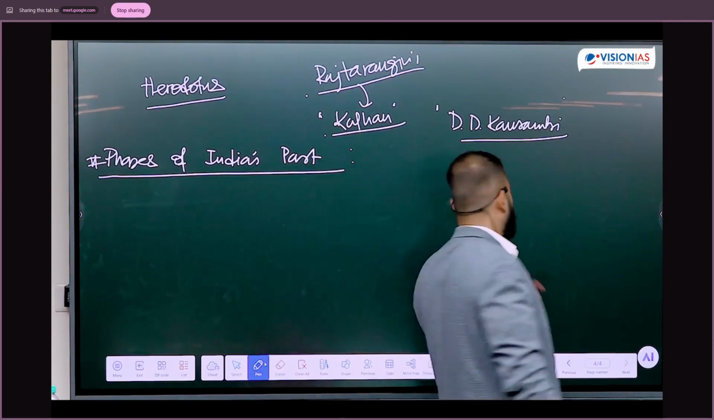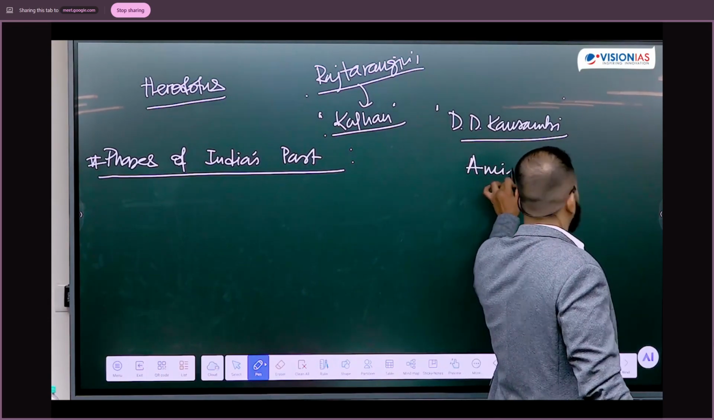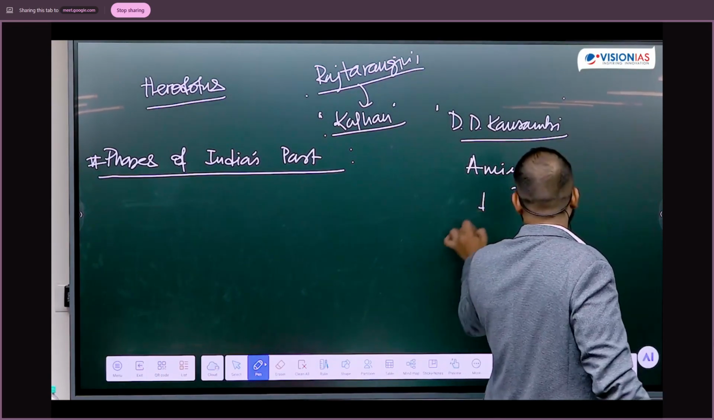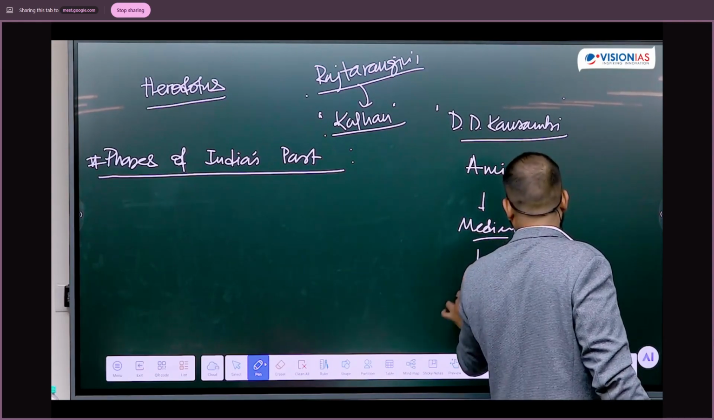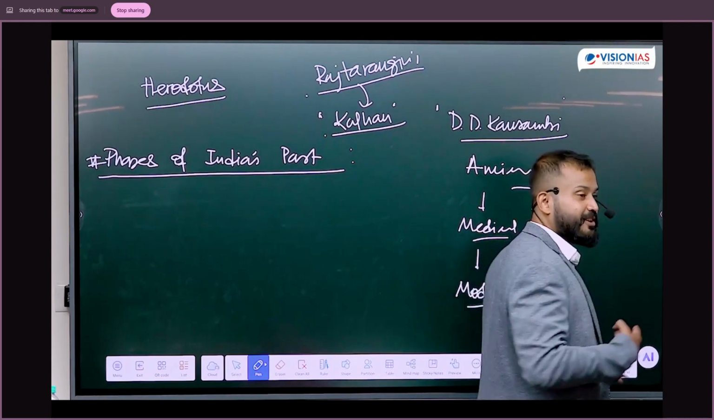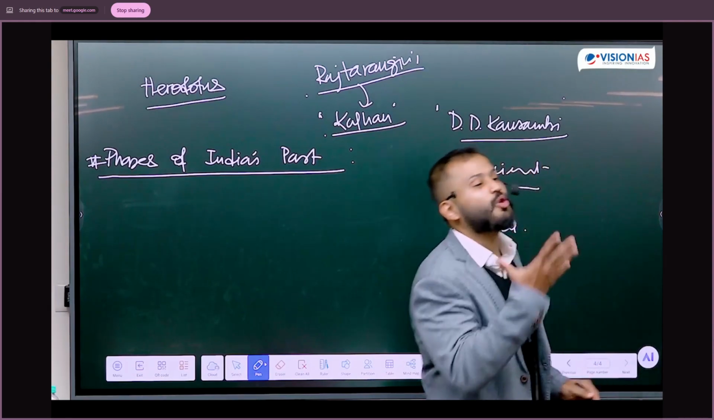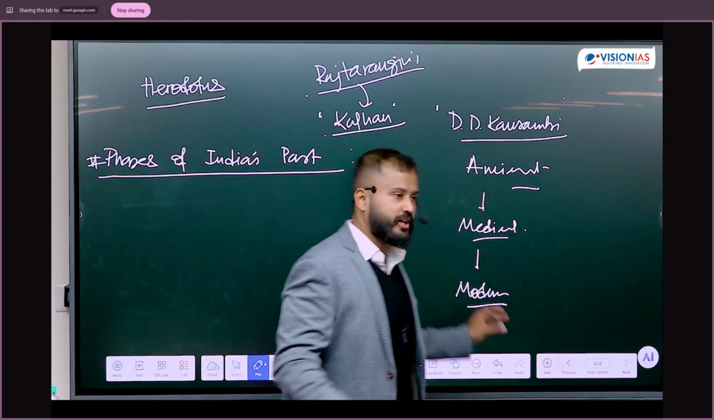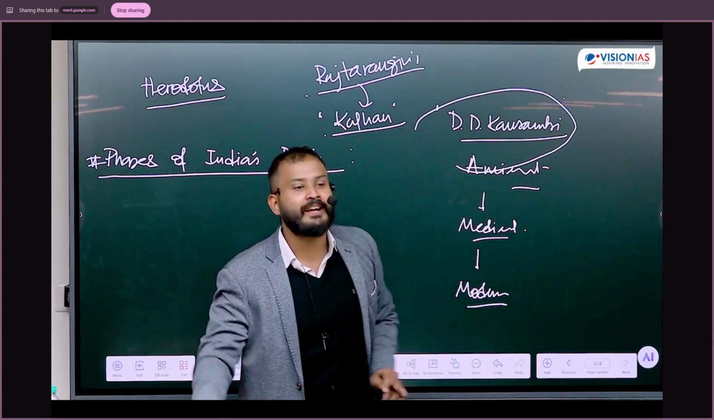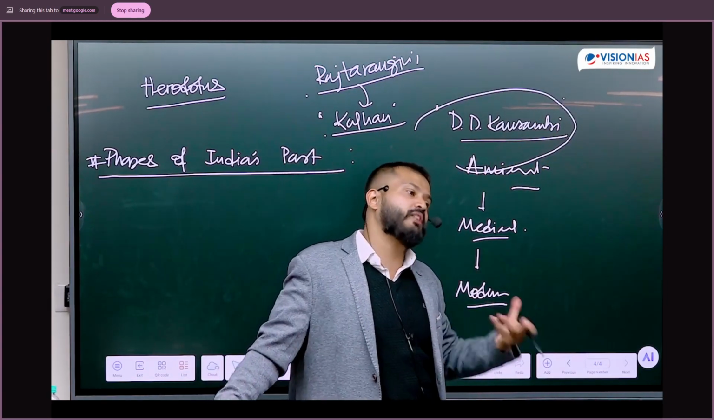What are the three phases? Number one, ancient instead of Hindu period. Medieval instead of Muslim period. And modern instead of secular period. That means it is a chronological understanding of India's past. Now we will further work on that. This is the categorization we are still learning. That is the framework of our syllabus.